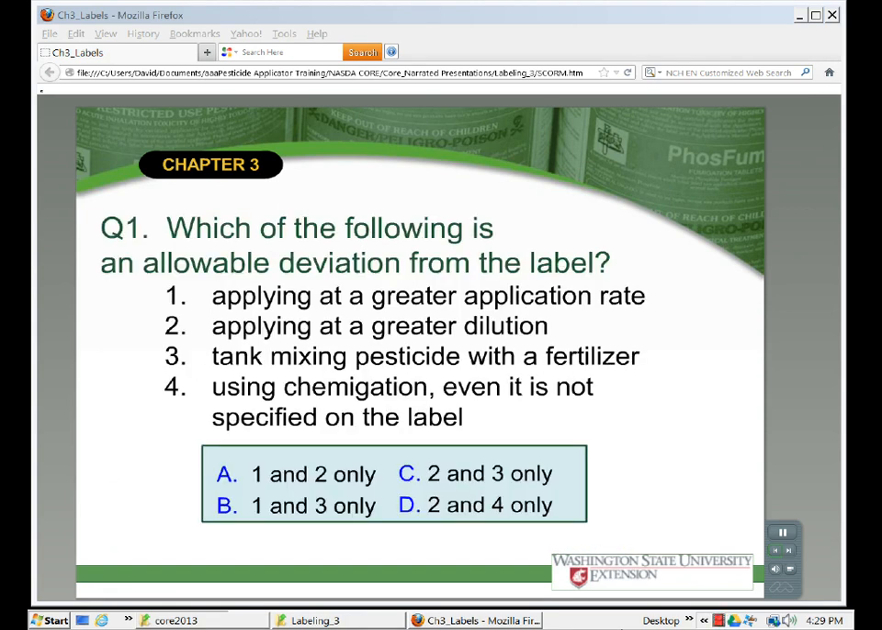Question 1. Which of the following is an allowable deviation from the label? 1. Applying at a greater application rate. 2. Applying at a greater dilution. 3. Tank mixing pesticide with a fertilizer. 4. Using chemigation even if it's not specified on the label. Choice A, 1 and 2 only. Choice B, 1 and 3 only. Choice C, 2 and 3 only. Choice D, 2 and 4 only.